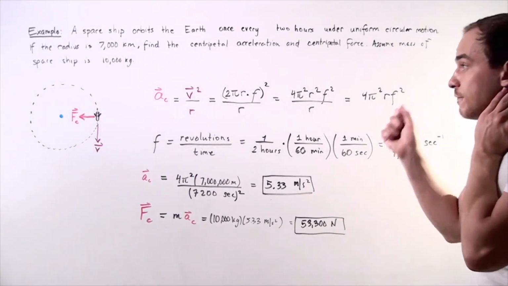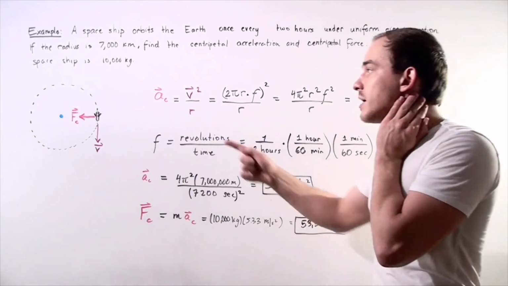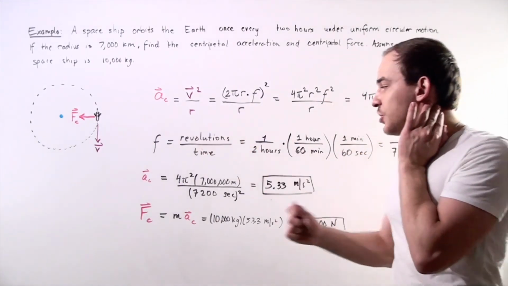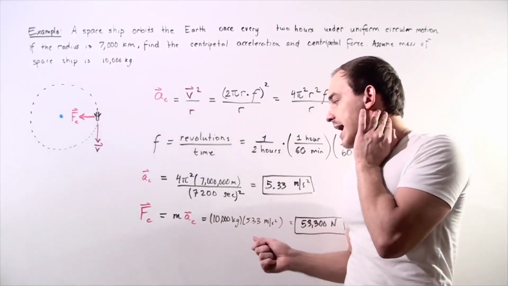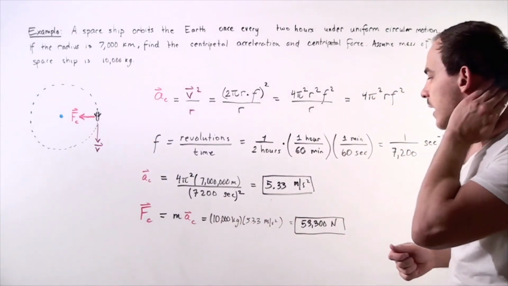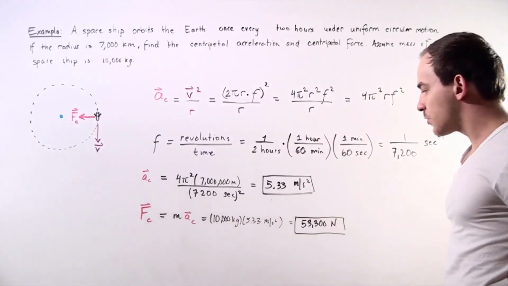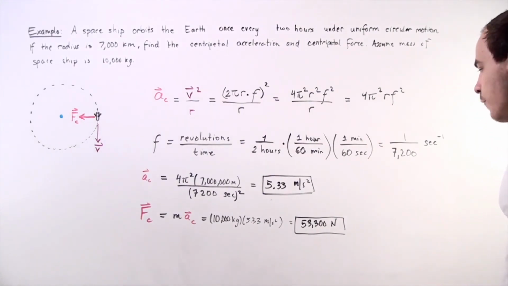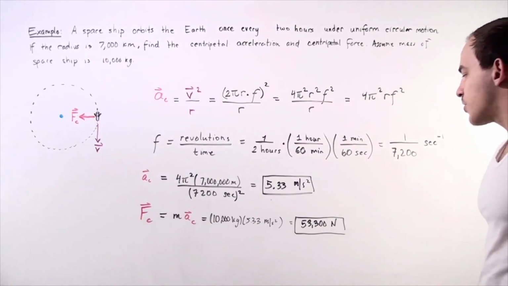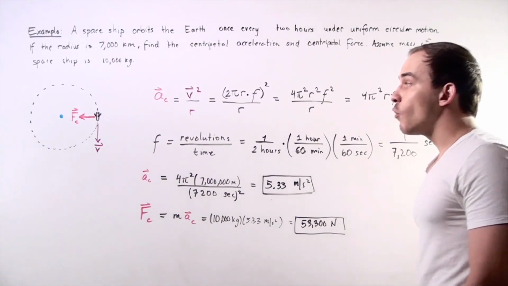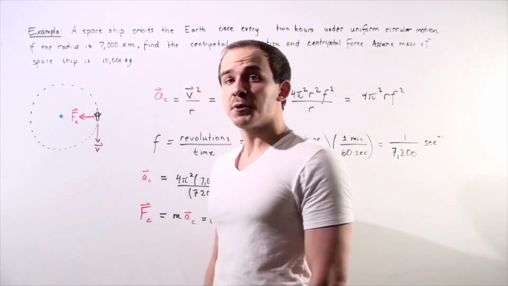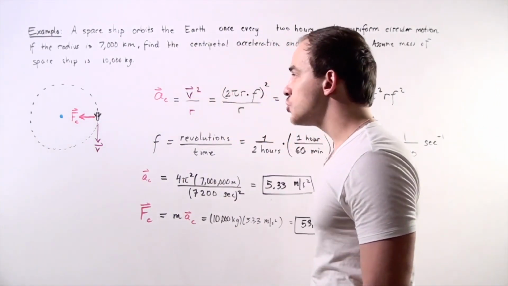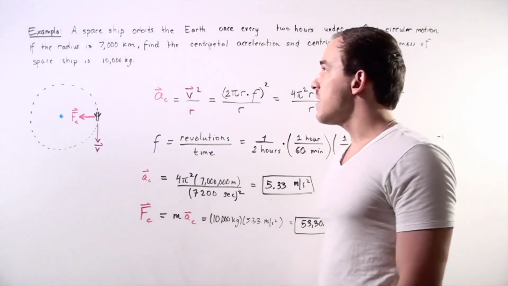To find the net force acting on our object, we simply use our equation F equals m times a. So 10,000 kilograms multiplied by 5.33 meters per second squared, and we find a force of 53,300 newtons. And the force points in a direction that is perpendicular to the motion of our object, of our spaceship.